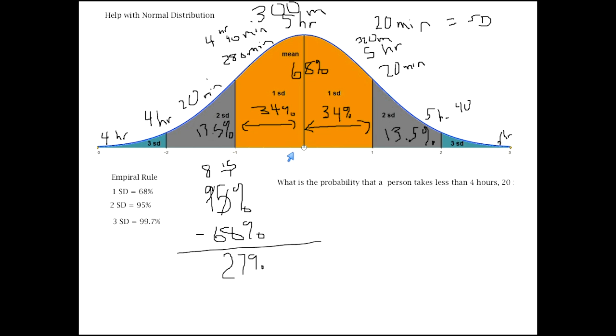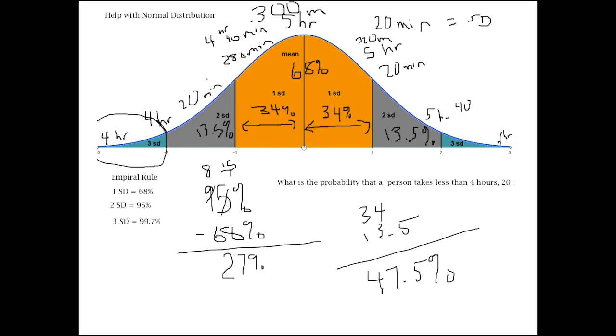What's left over here? Think back. 50% is the total. If we know that we have 34 and 13.5 here, that's going to give us, if we add them together, 47.5%.